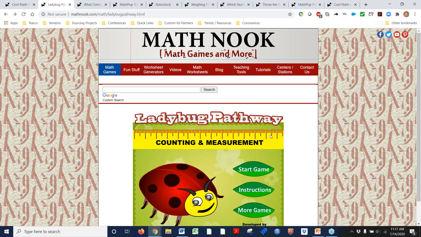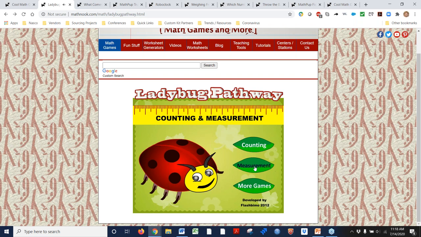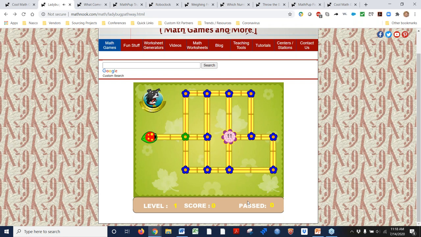The next one we're going to be focusing on is Ladybug Pathway. So we're going to be starting a game. There's two different versions. There's counting and there's measurement. So if we go to counting, what this is doing is saying that we have to have X amount of paths to actually reach this flower. Notice that the green highlights where we can actually go throughout this game. Now I have different options here. If I want to go straight, I can still go straight. Now I have two different other options.